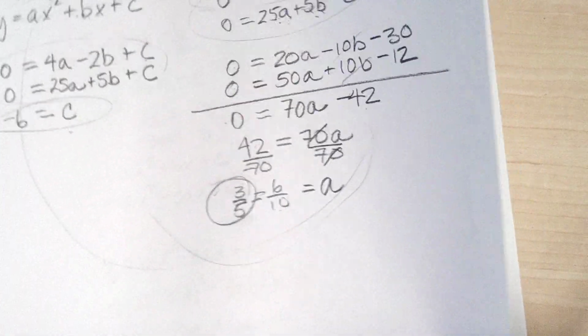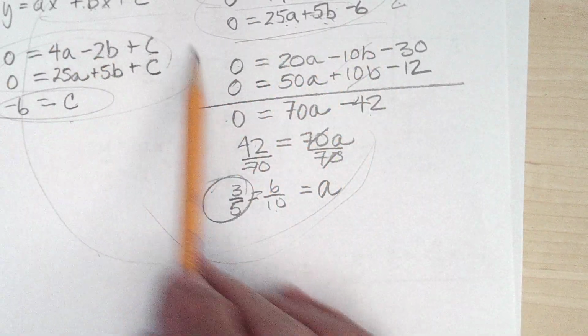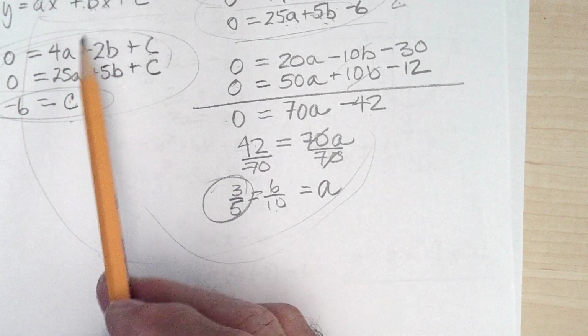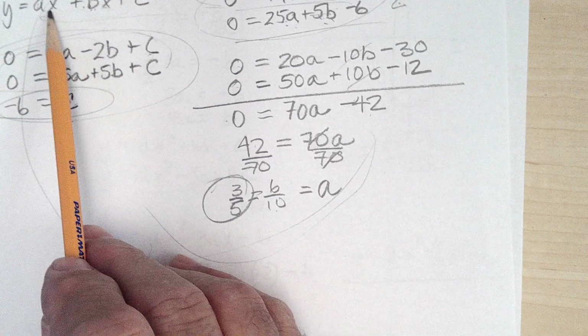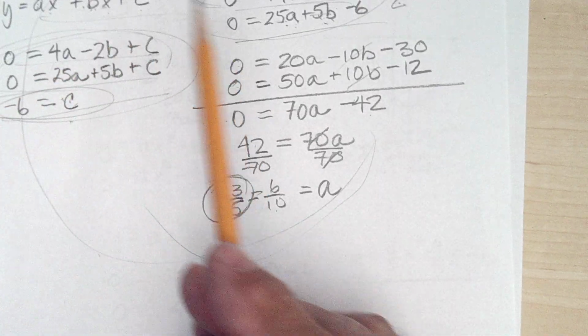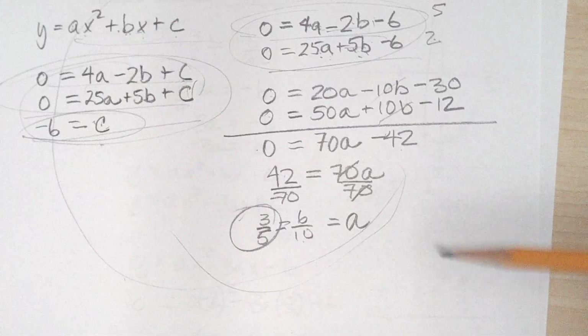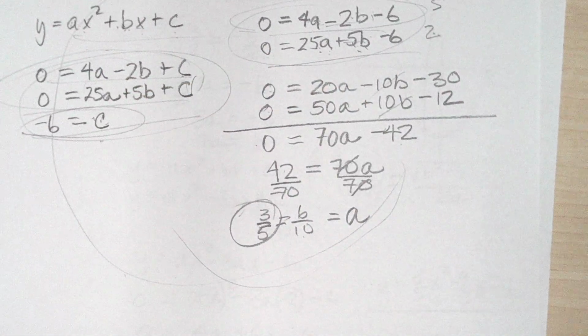This method that I did here works for not only the intercepts, but any 3 random points. You can plug them in and get 3 equations, and then you have to do combinations of the equations to get the answer for the a, b, and c. All right, that's that.